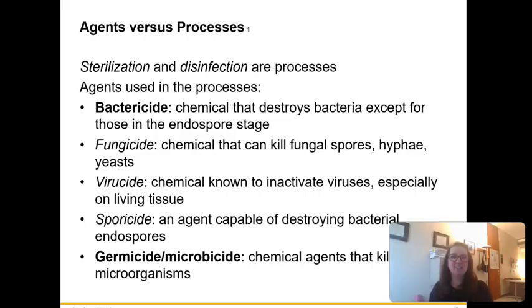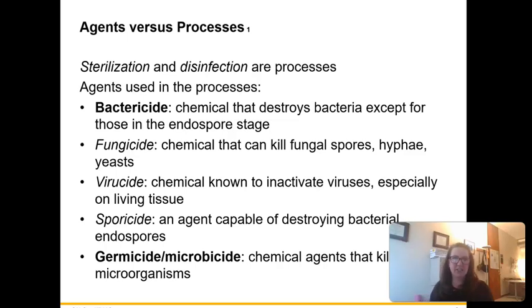Now, when you see the word "cide," we're thinking that we're killing something. So you'll catch on pretty quickly. So bactericide, a chemical that destroys bacteria, except for those in the endospore stage. Okay, so we're killing the vegetative cells of the bacteria.